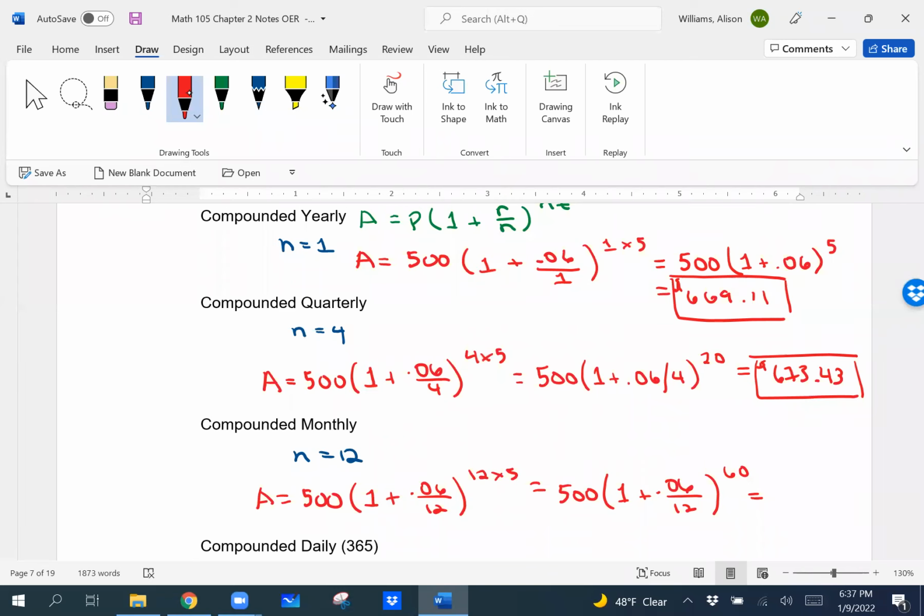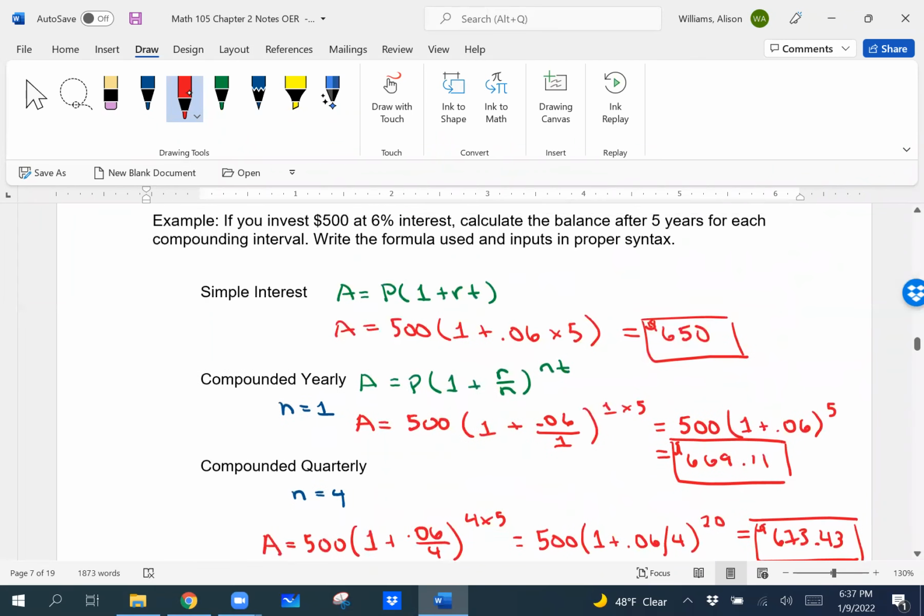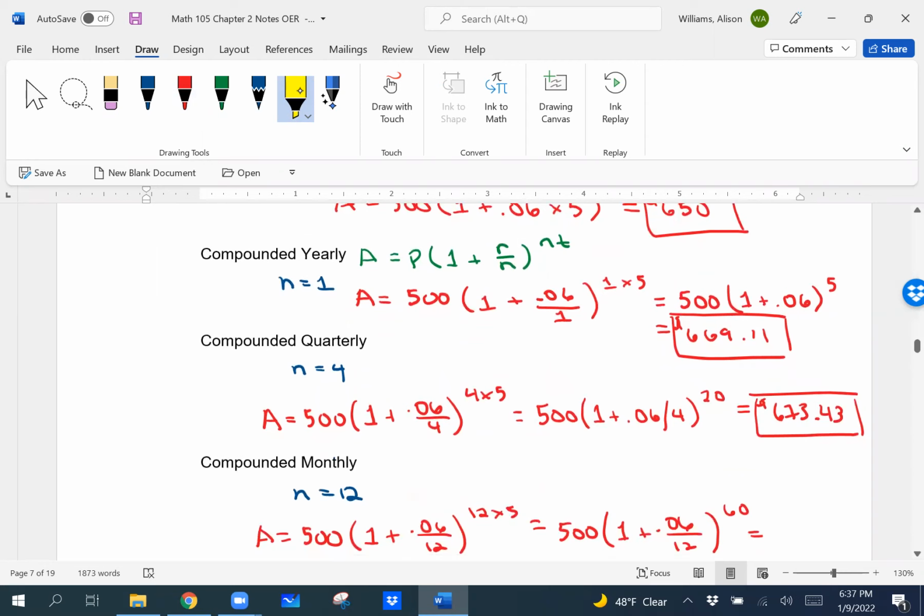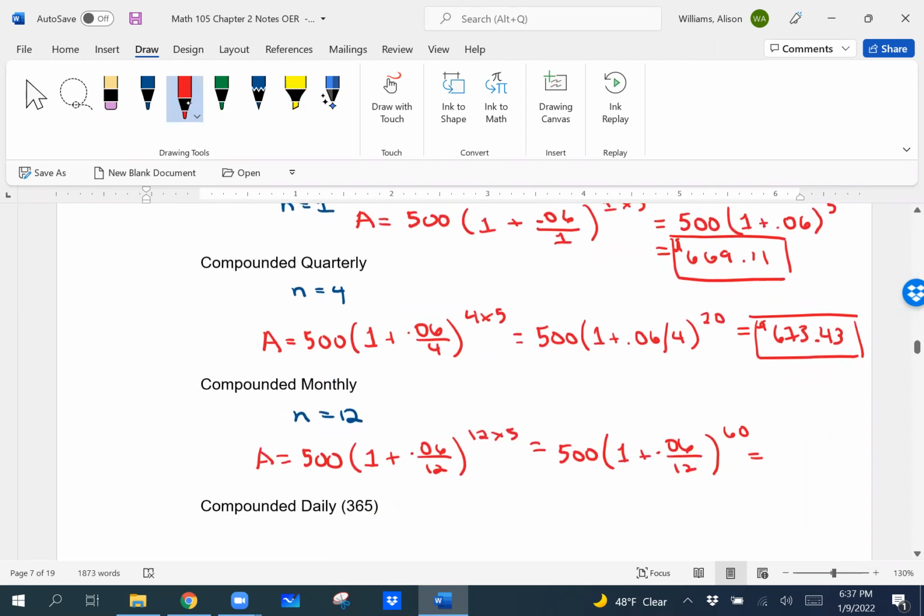Oh, they did mention, by the way, you're supposed to write out the inputs, right? The formula used and the inputs. So in order to get credit on a problem like this, like if this was on an exam, you would actually need to write it out. Just plugging into the calculator and giving me the answer isn't going to cut it in this case. All right.